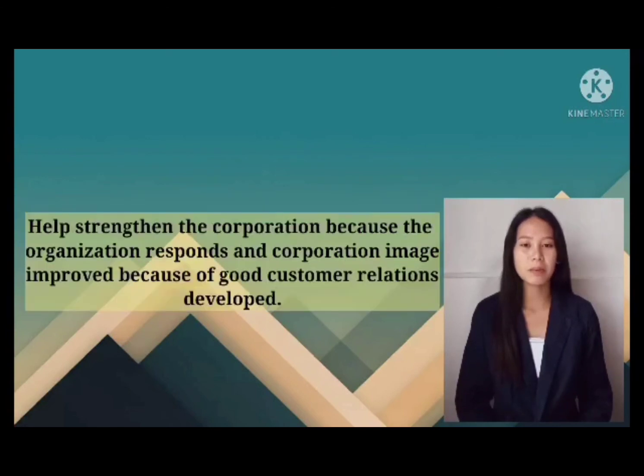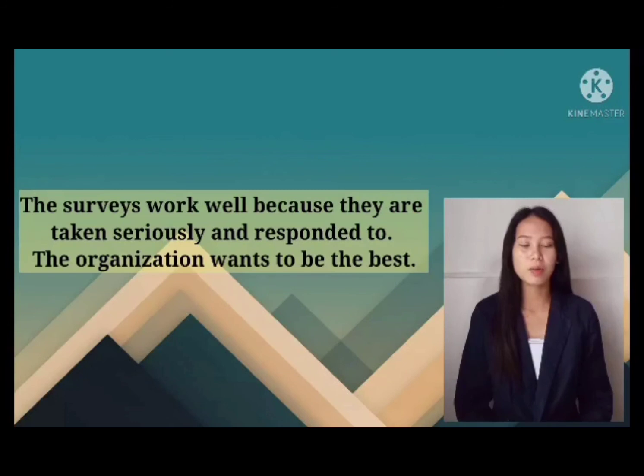This service helps to strengthen the corporation because the organization responds to the surveys, and the corporation's image is improved because of the good customer relations developed. The survey works well in the Xerox Corporation because the surveys are taken seriously and are responded to. The organization wants to be the best it can be, and it is shown partly through these surveys.